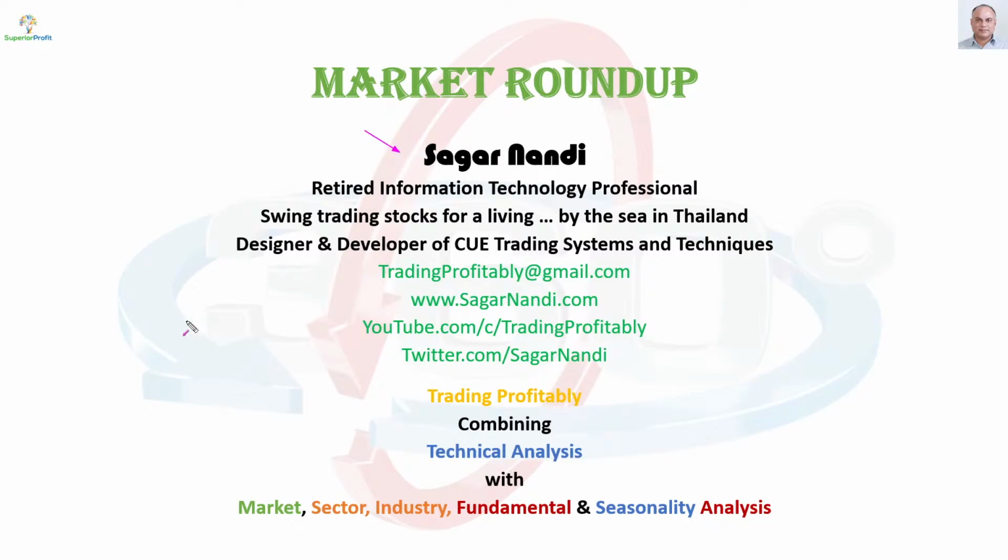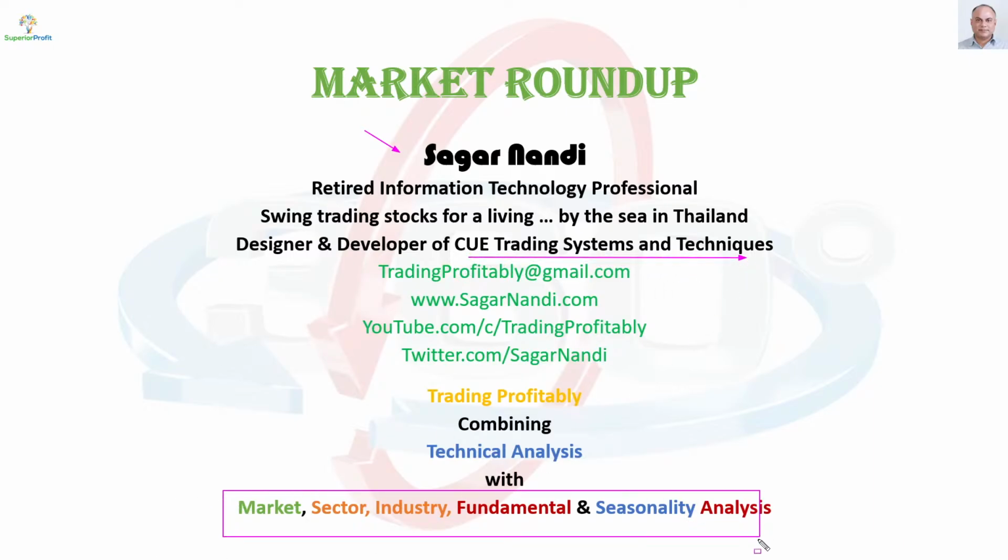I am Sagar Nandi, retired IT professional, swing trading stocks using the Q systems and techniques. That technique aligns the forces from market level, sector level, industry level, fundamental, as well as seasonality level, aligns forces from all these levels with the trades, giving truly high probability trades.